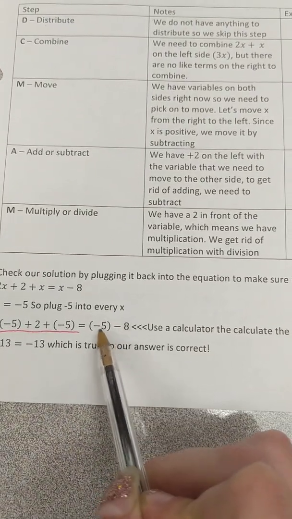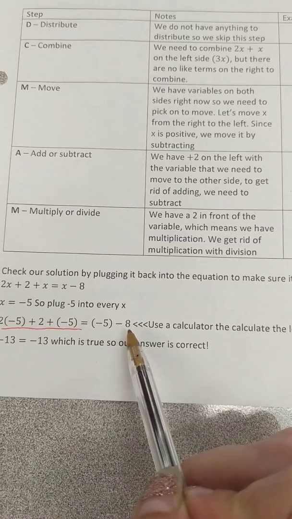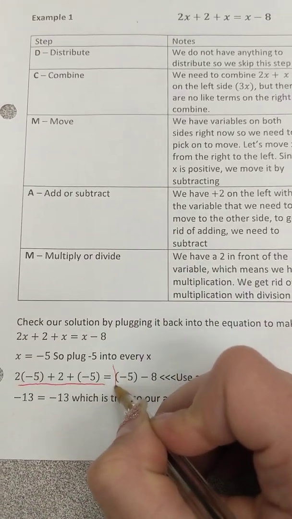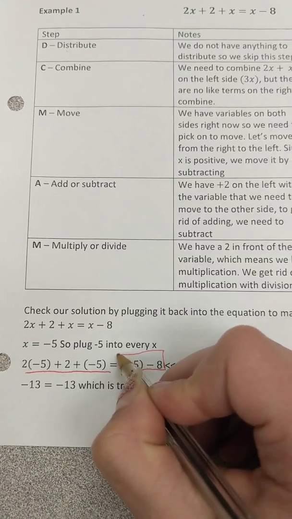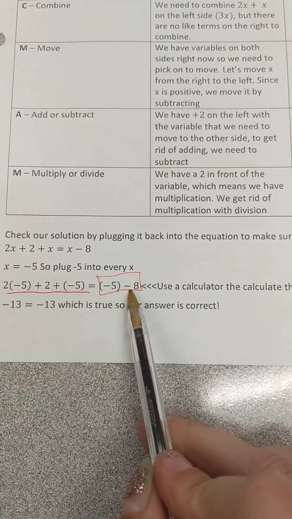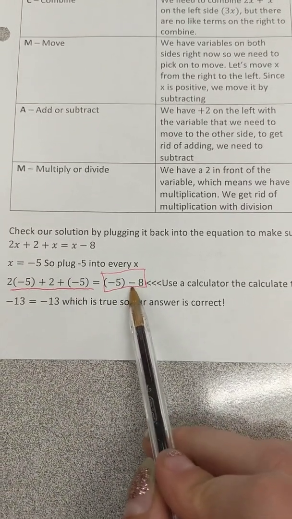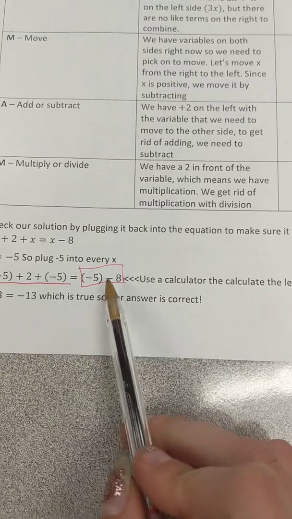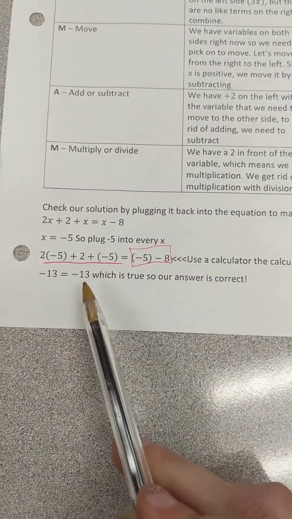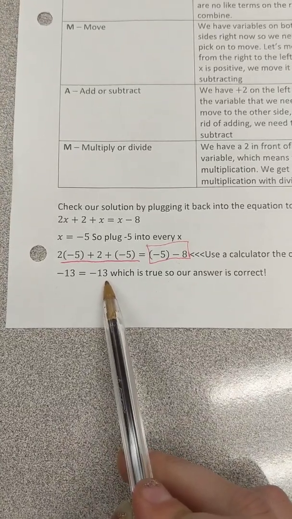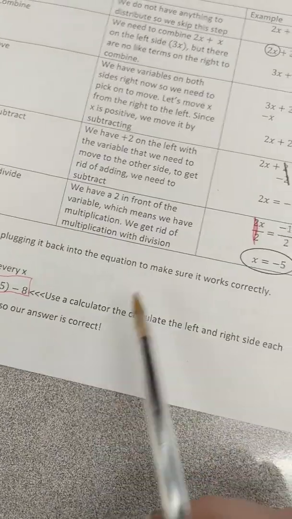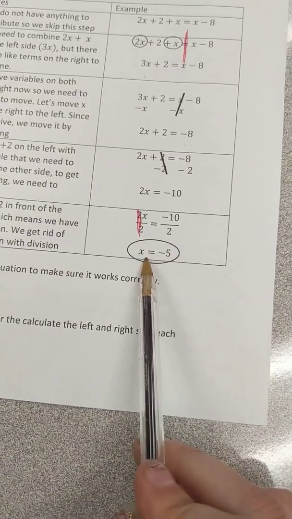Now we come to the right side, and same thing. I want you to actually do this, either in a calculator, on Desmos, or if you can do this one in your head or work it out yourself, -5 minus 8. Pause the video if you need to. You should have gotten -13. See how these are both equal? That means our answer is correct. So our answer was x equals -5.